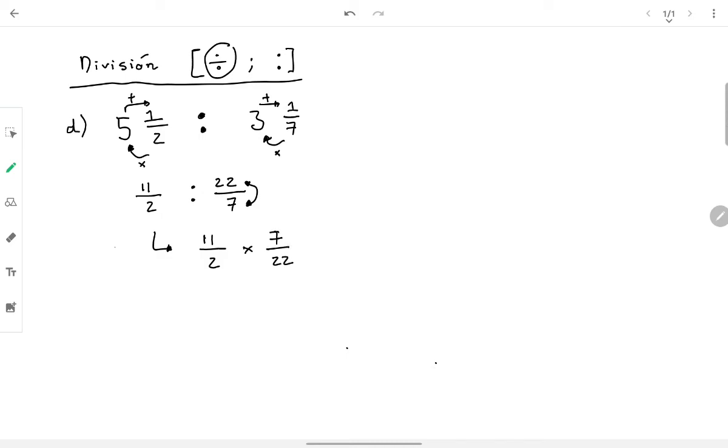We can decompose these numbers. 22 can get decomposed in 11 by 2. So we can write this as 11 by 2 multiplied by 7 over 2 by 11. We can eliminate this 11 with this 11. So our final answer will be only 7 in the top part, and in the bottom part we will have a 4. So this will be our final answer.